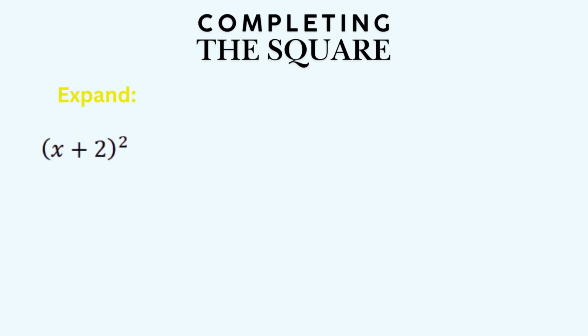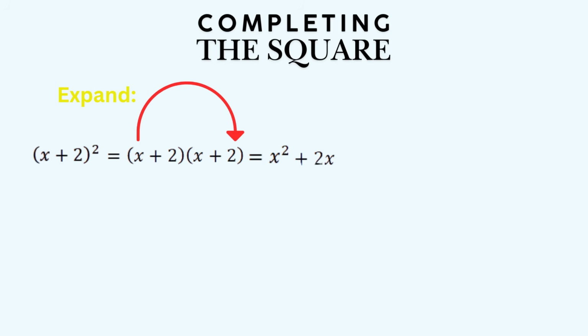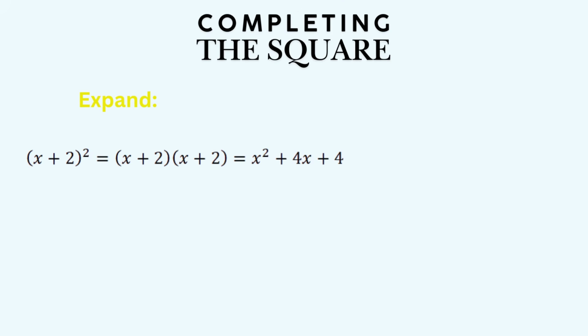We will begin with (x + 2)². This means (x + 2) times itself. In expanding, we get x times x, plus x times 2, plus 2 times x, plus 2 times 2. After grouping the like terms, we'll have x² + 4x + 4.